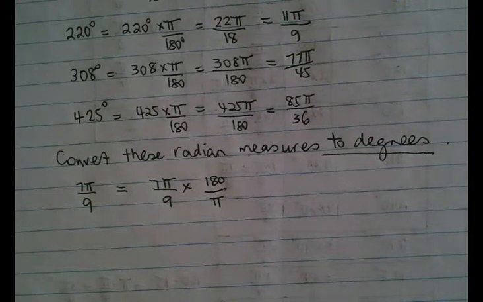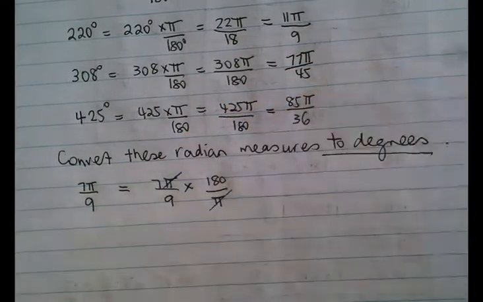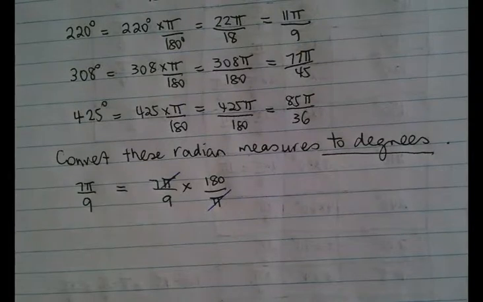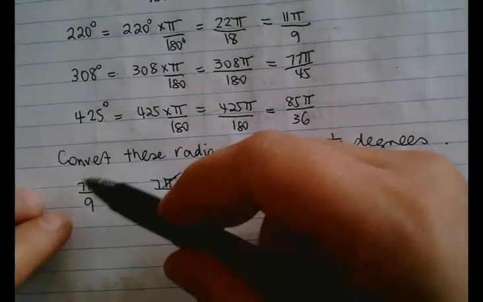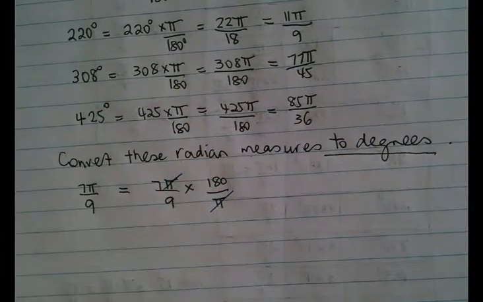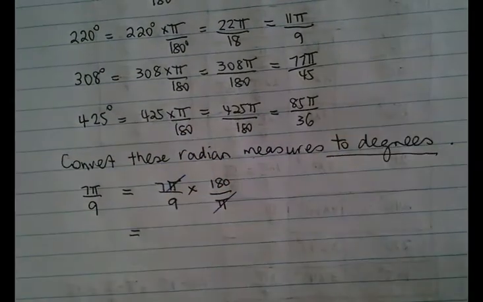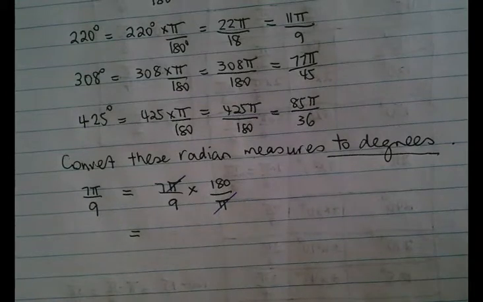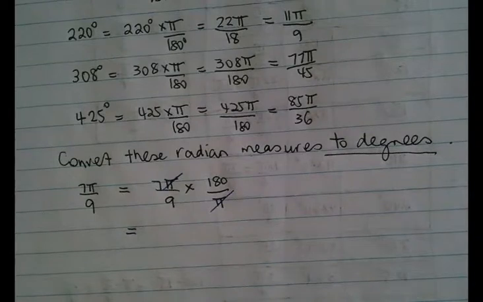What cancels? The pi's cancel. Do you see? When you want to convert something that's in radians to degrees, you times by 180 on pi. Now, what do you get? 7 times 180 on 9, whatever that is. Do you see how the pi's cancel?